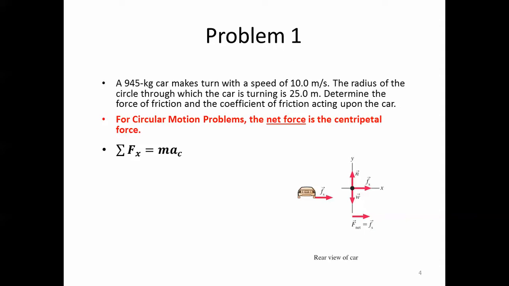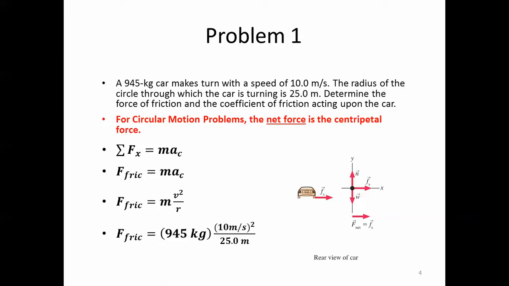Now we're going to add the forces in the x direction. We only have one. So that's the force of friction, and that's going to equal mass times the centripetal acceleration. We can replace centripetal acceleration with v squared over r. Now we plug in the values we were given to find the force of friction, which is 3,780 newtons.